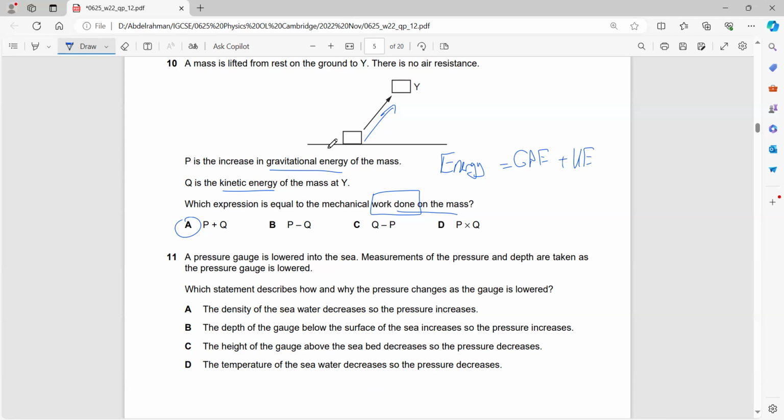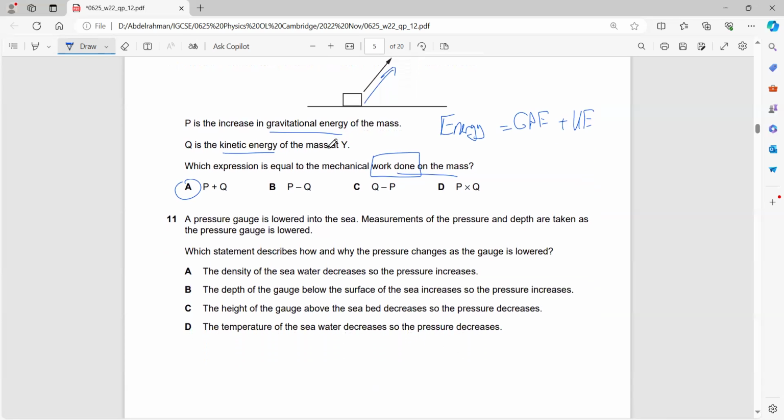A pressure gauge is lowered into the sea. Which statement describes how and why the pressure changes as the gauge is lowered? When the gauge is lowered below the surface of the sea, what happens? The density of the seawater decreases? No. The depth of the gauge below the surface of the sea increases, so the pressure increases. This sounds right. The height of the gauge above the sea decreases? No. The temperature has nothing to do with it, so it has to be B.